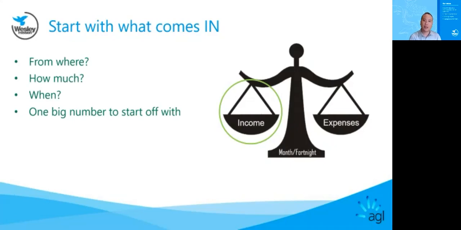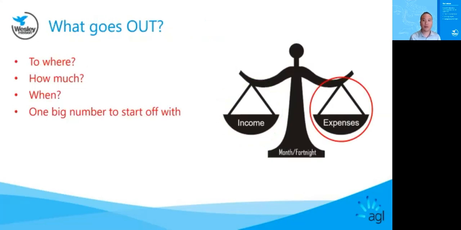And a lot of people say, well, I don't know, my job is seasonal. I don't know how much I get tomorrow or next week. It fluctuates. Well, what we say is think about what comes in consistently and start off with that one big number which you can bank on. And we do the same with what goes out: to where, how much is going out, when, and have one big number to start off with.